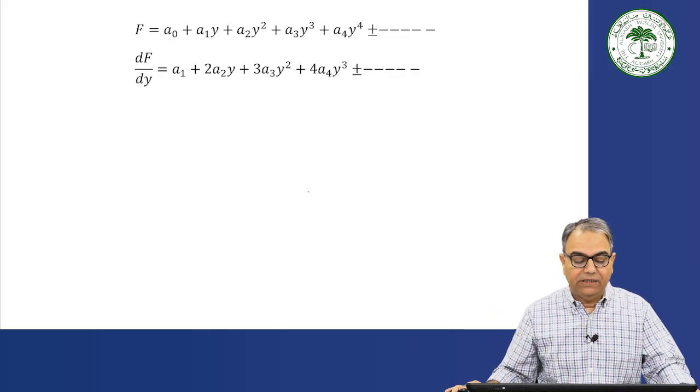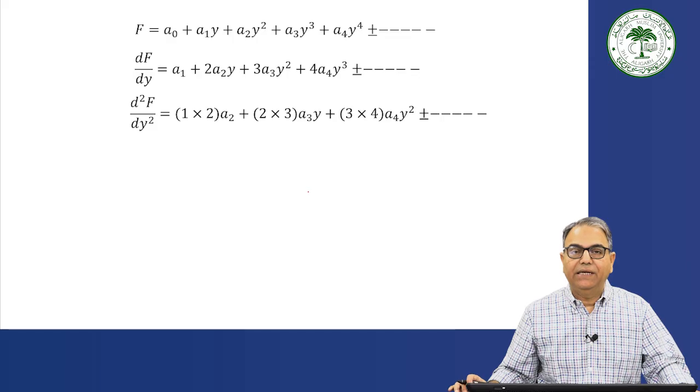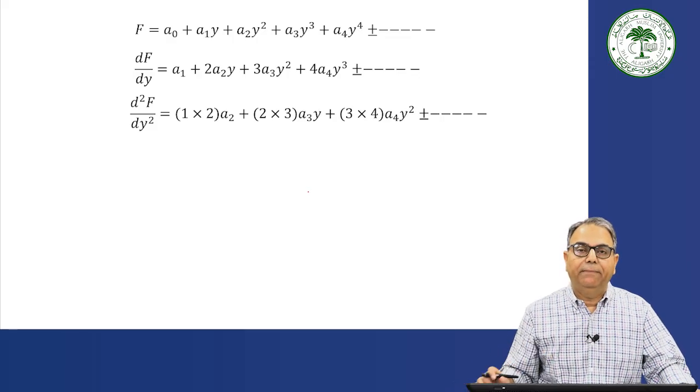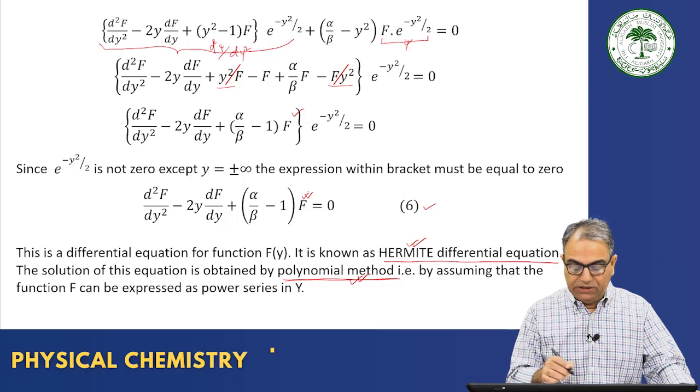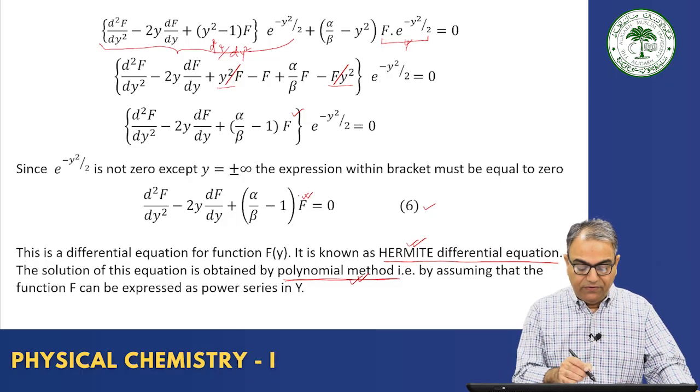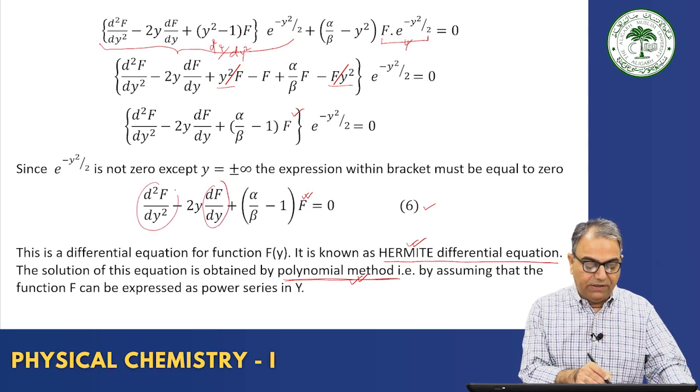And if you write this, then we can differentiate it, df divided by dy, and we can also find d square f by dy square, and then we can put this back into the Hermite equation. Because what is required is that in this Hermite equation you have f, you have df divided by dy, and you have d square f divided by dy square.